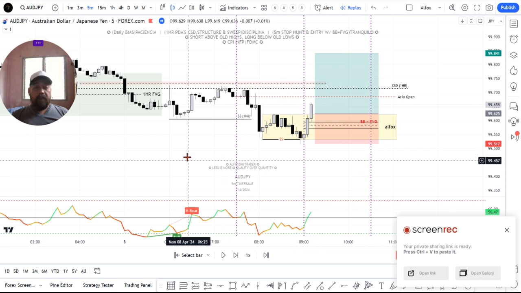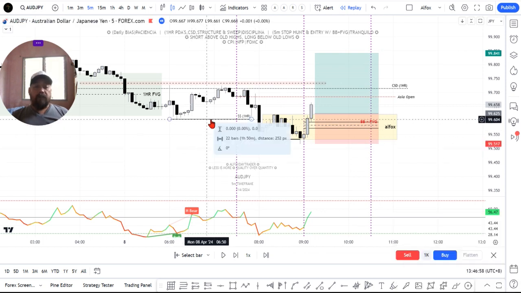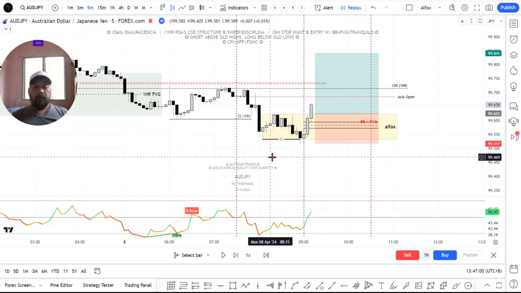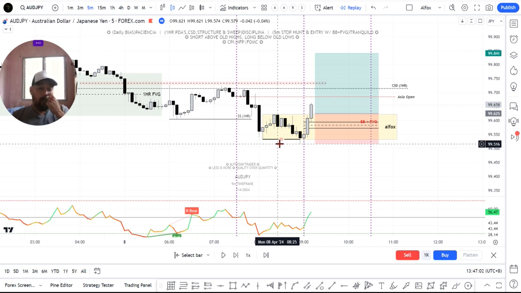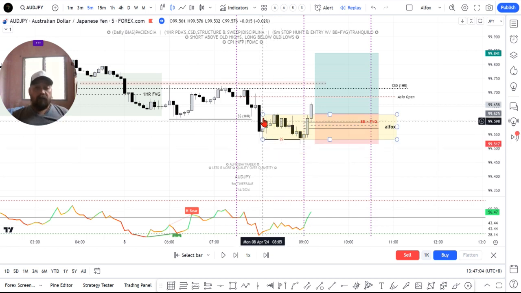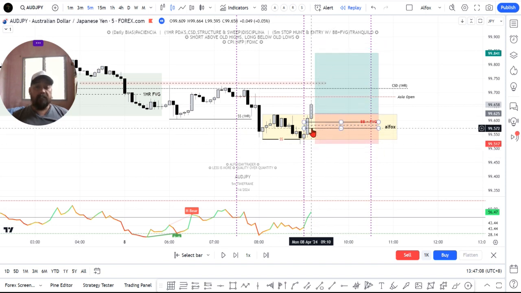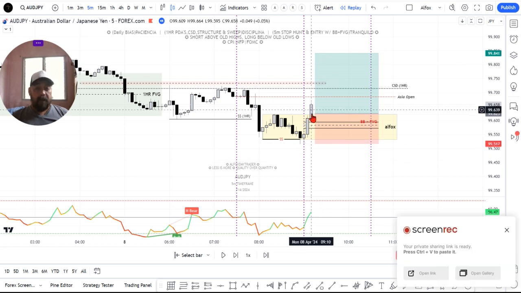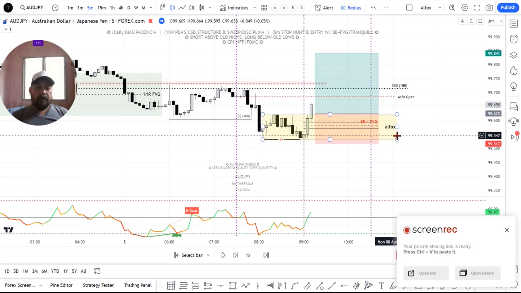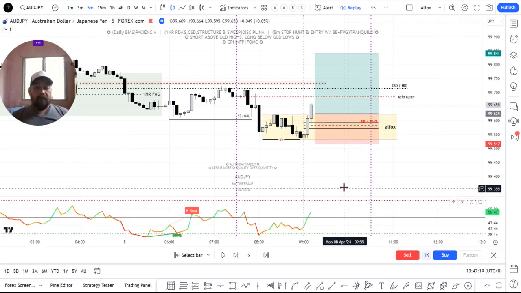So to review, we have our higher time frame sweep, we have our lower time frame stop hunt, we have our breaker block, we have our FVG, which is aligned with our breaker block, plus the price broke above the breaker block.